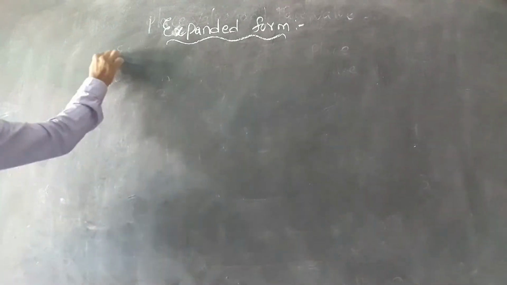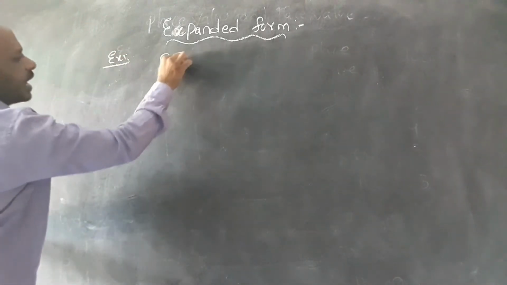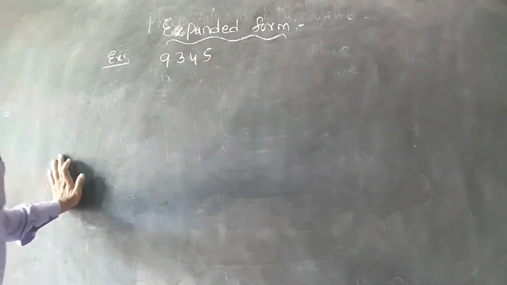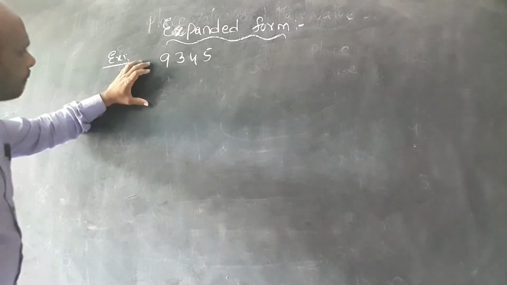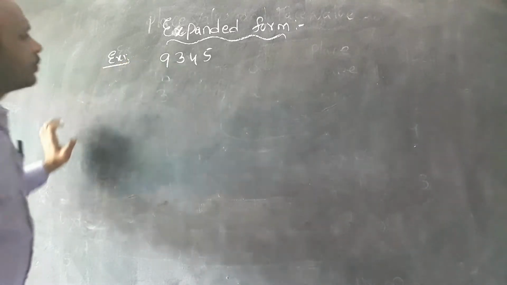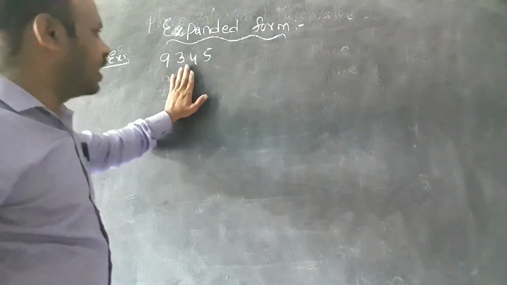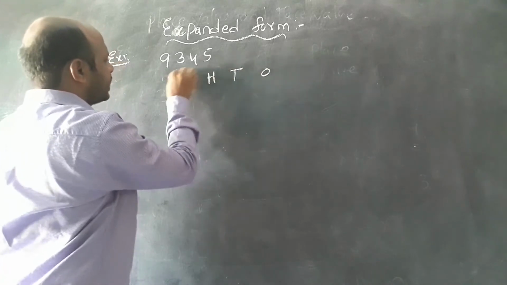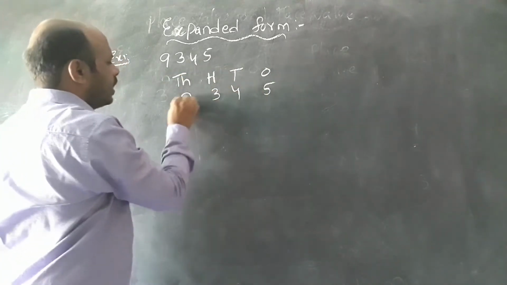Expanded form: how to write it, I will say. Example, 9345. See, first we have to multiply each digit with the given place value. Just now I told you ones, tens, hundreds and thousands. We have to write 5, 4, 3, 9.